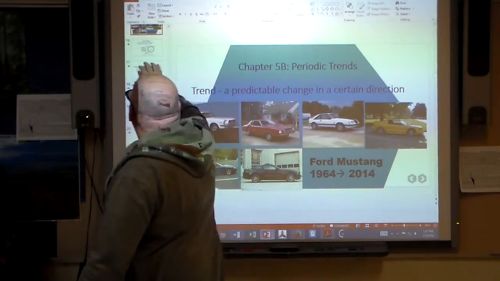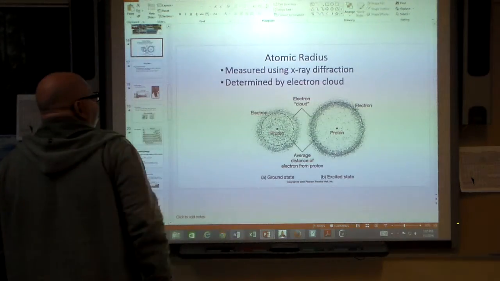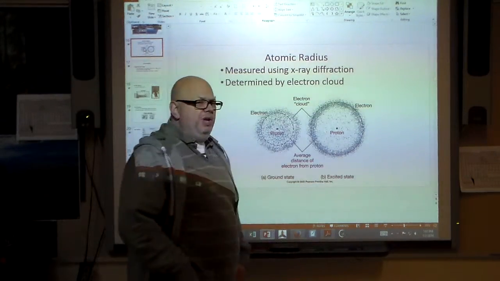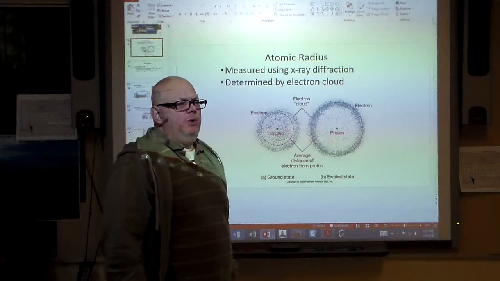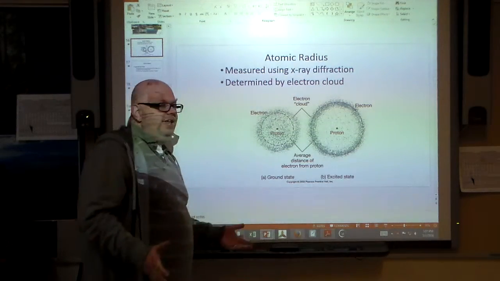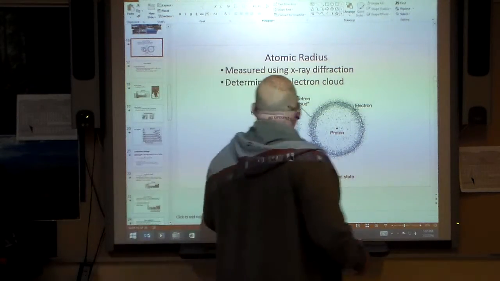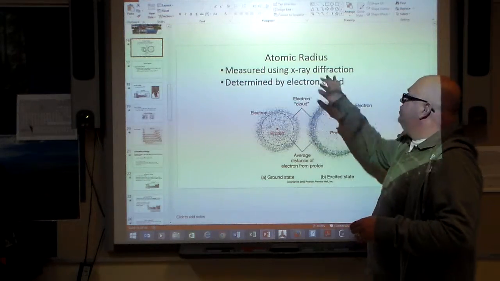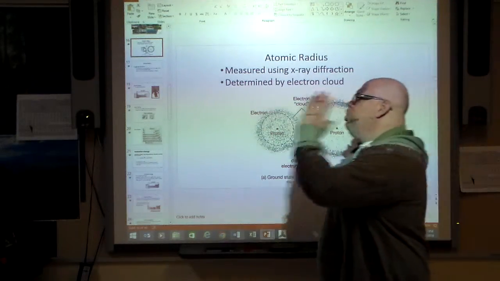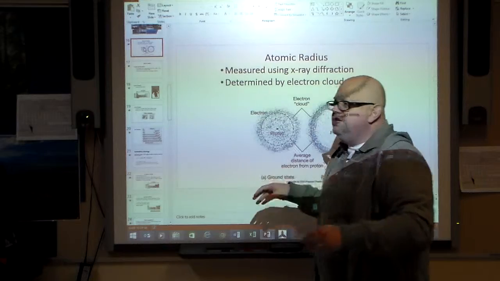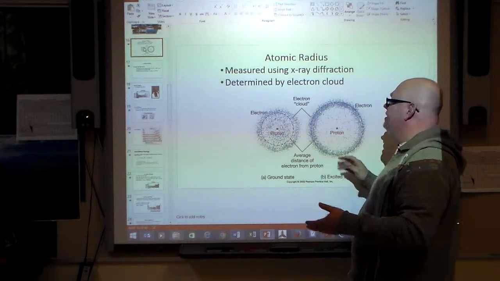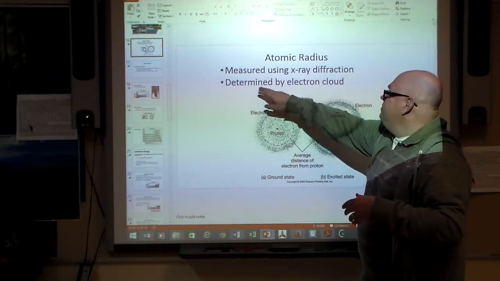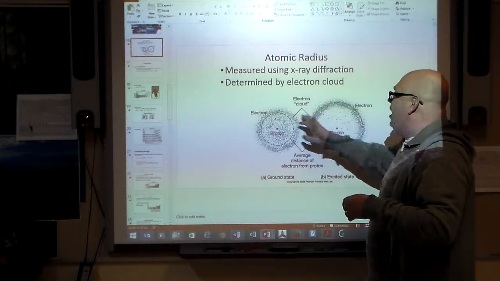Okay, let's take a look at chemistry here. We got to talk about the first trend. We got to look at atomic radius. Well, what do we mean by atomic radius? The size of the atom. Now, we measure it using X-ray diffraction. So we shoot X-rays through a bunch of these atoms, and we kind of get the idea about the size because we can look at the electron cloud.